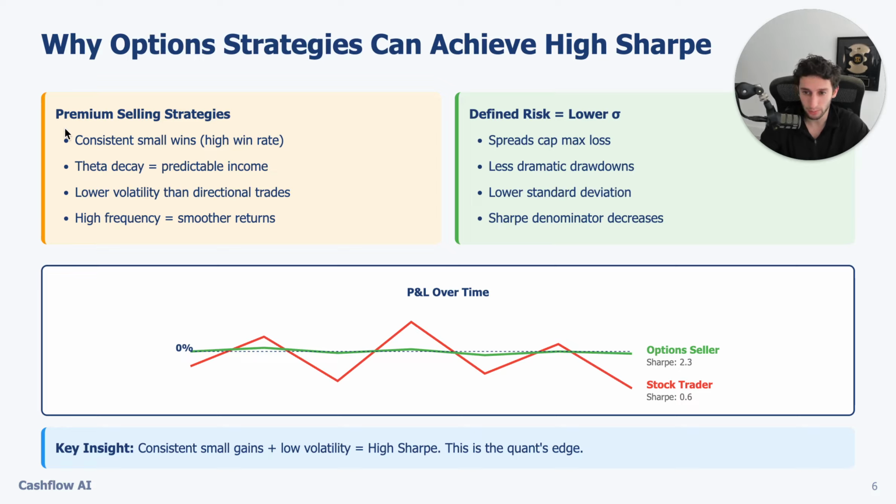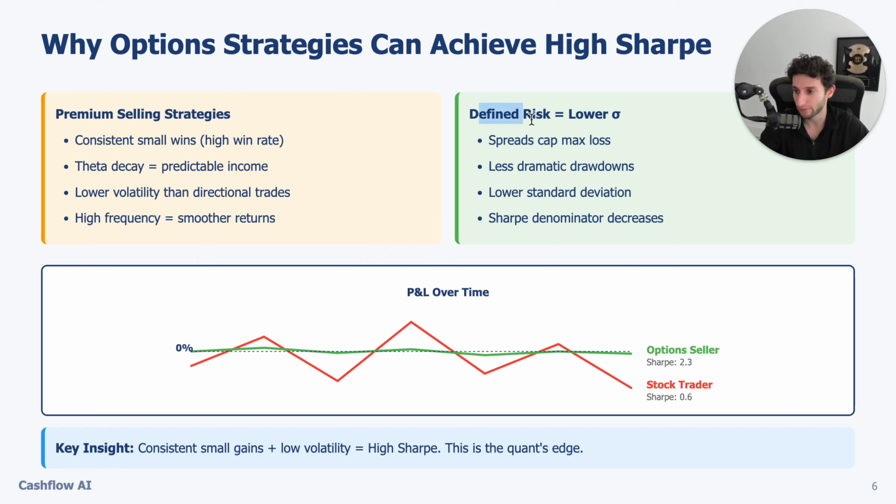Well, the main advantage comes from simply selling premium, because you take advantage of theta decay. And as long as theta decay is happening, you can take advantage of that premium decaying. You're able to make more consistent profit. And because of this, as long as you have good risk management, I'll say it twice, as long as you have good risk management, you're going to be okay.